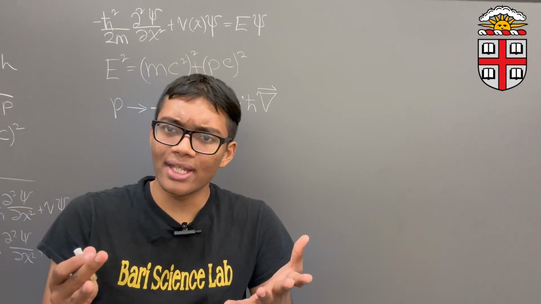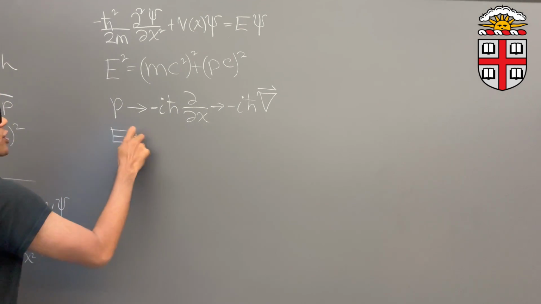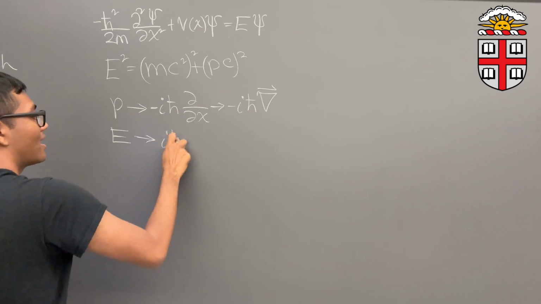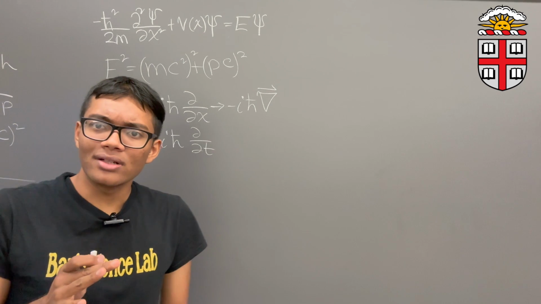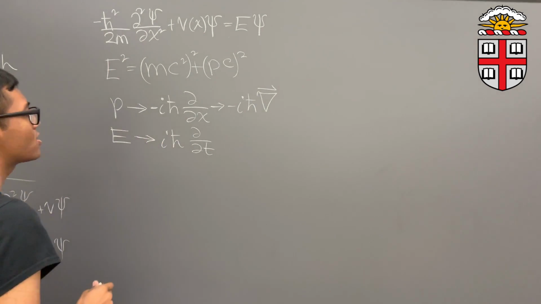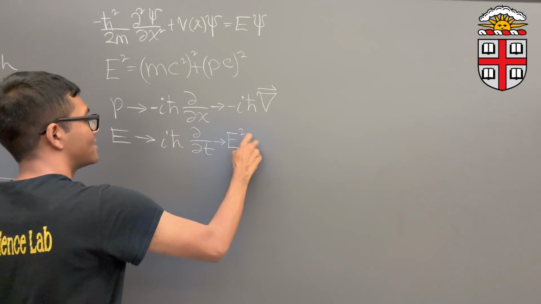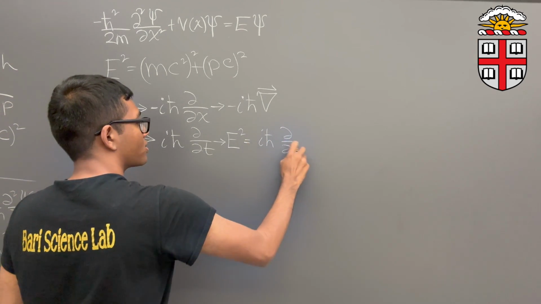We can do the same thing, but now with energy instead of momentum. For energy, instead of replacing it with a spatial derivative, let's replace it with a temporal derivative. Okay, and now let's see what the dispersion relation becomes. So I'm going to replace E squared with what? Well, if I square this, then E squared is equal to, I have i h bar partial t.